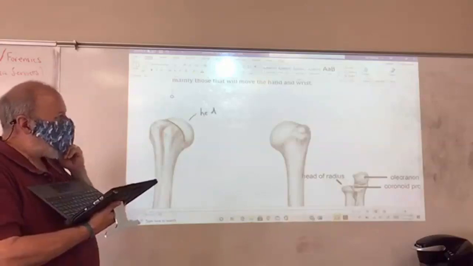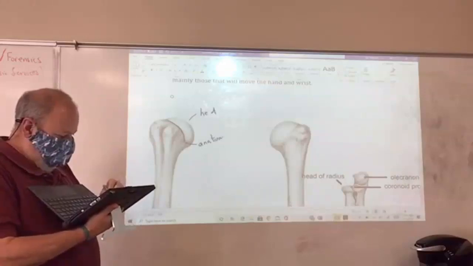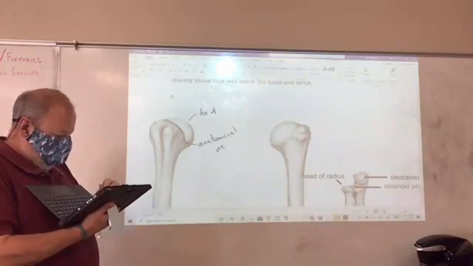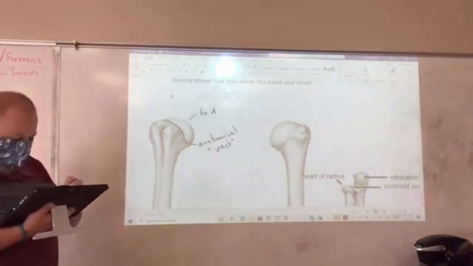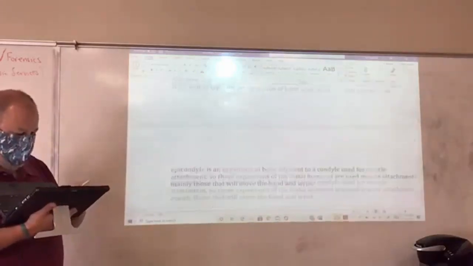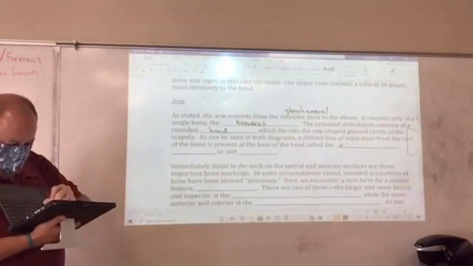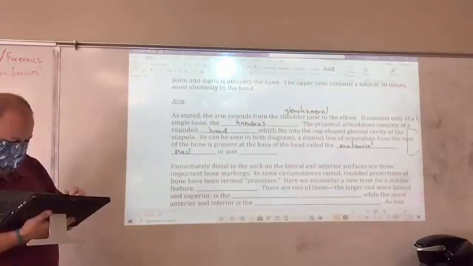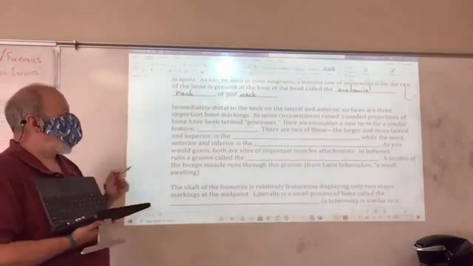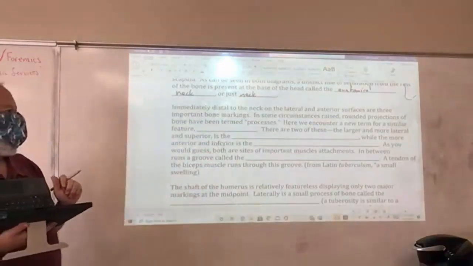This is going to be the anatomical neck. Or just the neck. Okay, so that's going to be the neck. Okay, so anatomical neck or neck. Immediately distal to the neck on the lateral and anterior surfaces are three important bone markings.